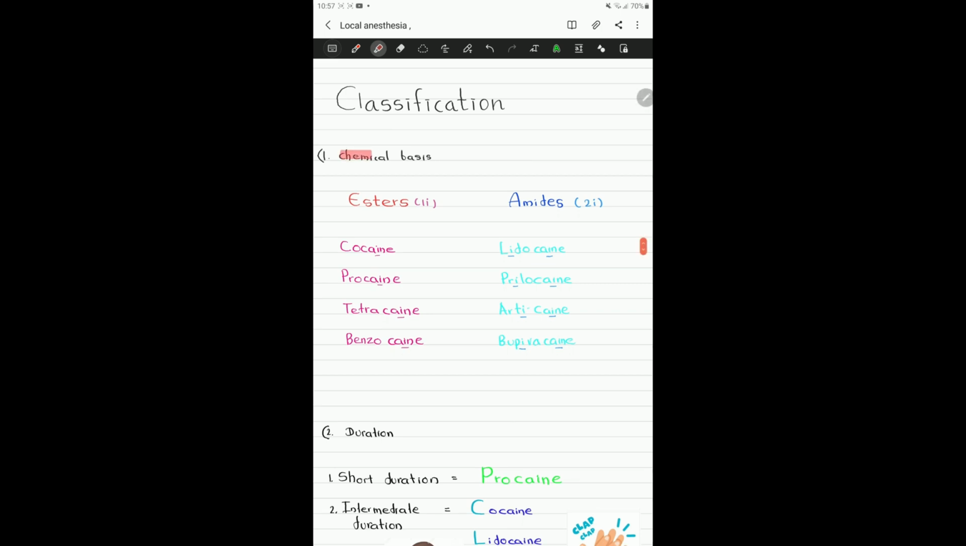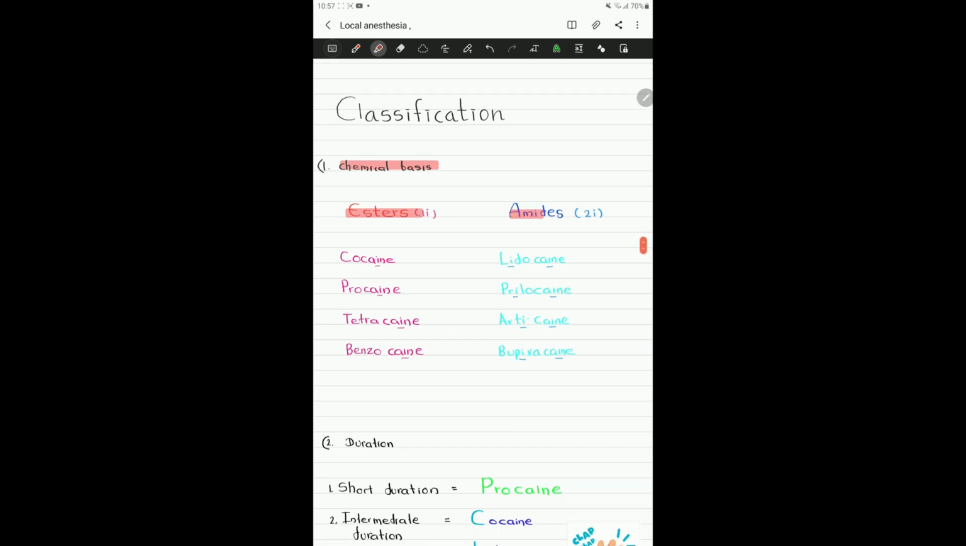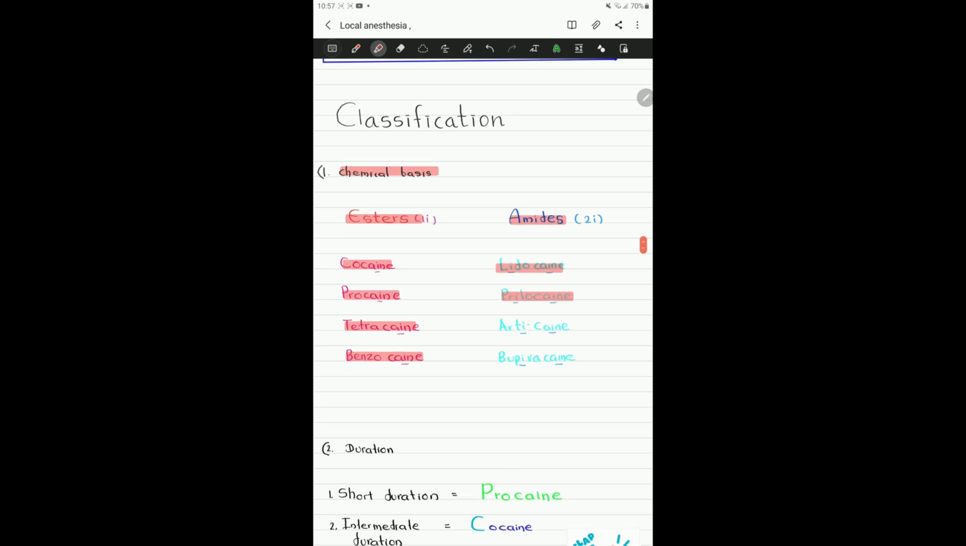Classification of local anesthetics. Firstly, on chemical basis, we can divide them into esters and amines. Under esters, we have cocaine, procaine, tetracaine, and benzocaine. Under amines, we have lidocaine, prilocaine, articaine, and bupivacaine. An easy way to find which are esters and amines is that esters have one I and amines have two I's.